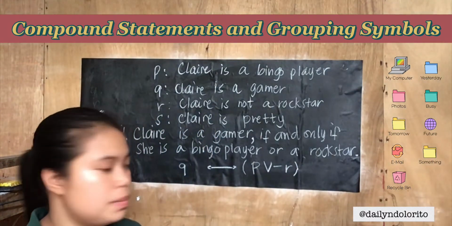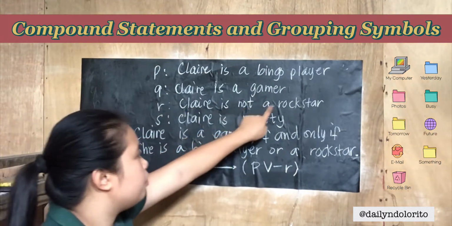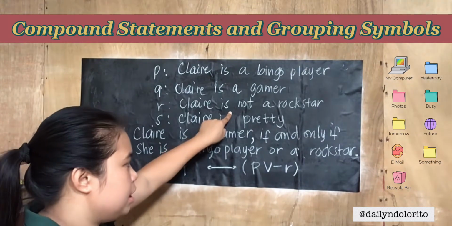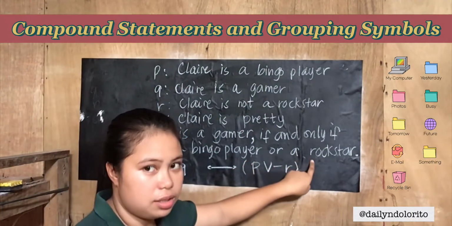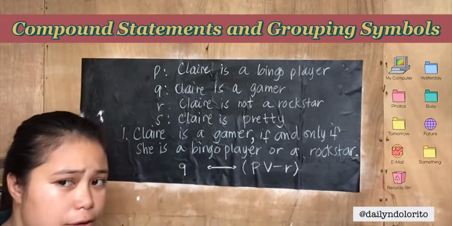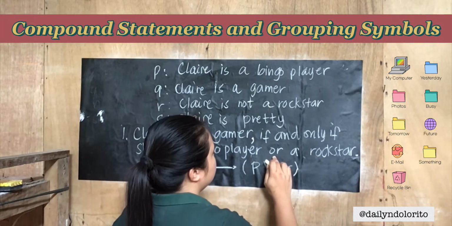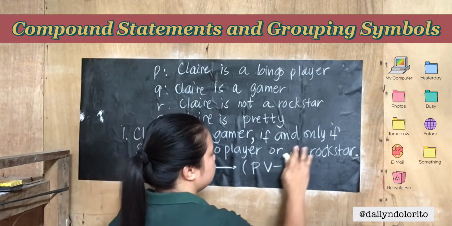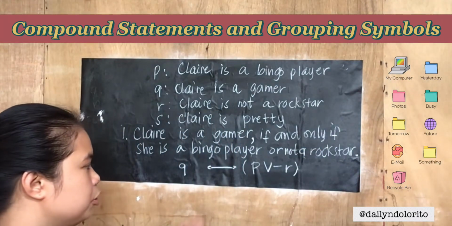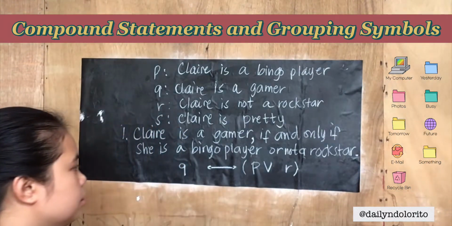Why do we need to put a tilde on the R? Because "Claire is not a rock star" is already a negation sentence. But basically, what we're looking for is not a negation of rock star. So obviously, it is negation R. Now, what if it's stated right here as "not a rock star"? How do you translate that? Obviously, you just have to erase the negation. Okay, and that's pretty much it.